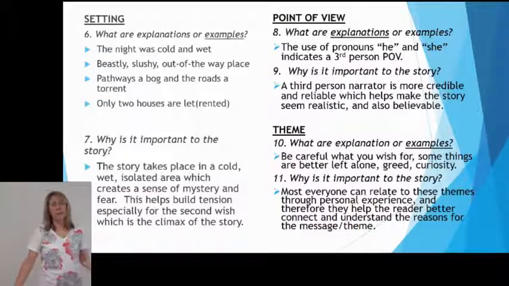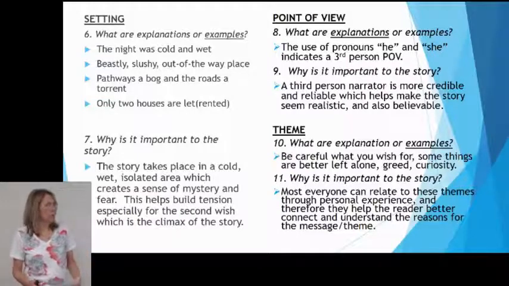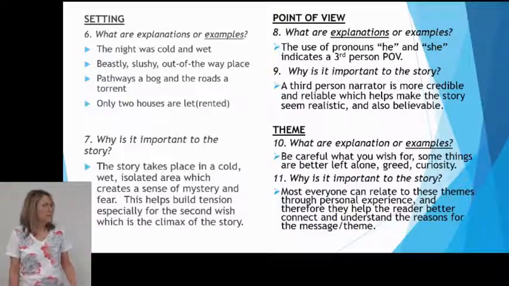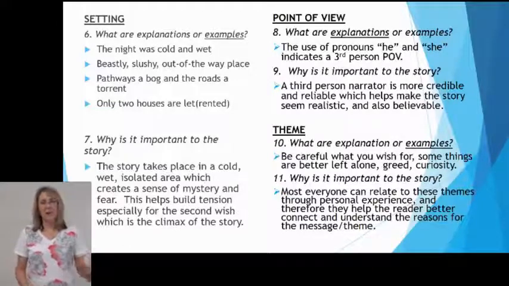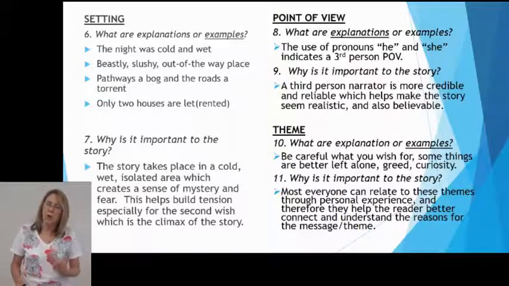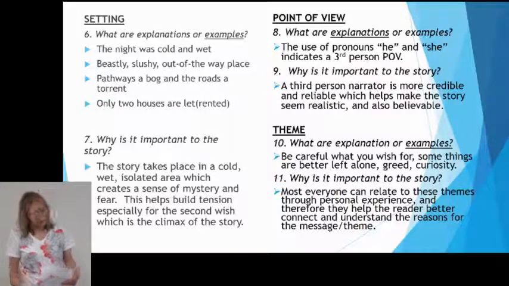Why is it important? Well, the story takes place in a cold, wet, isolated area, which creates a sense of mystery and fear. This helps build tension, especially for the second wish, which is the climax of the story. Okay, and you would know that if you had read the story several times, which is what I've done, okay?